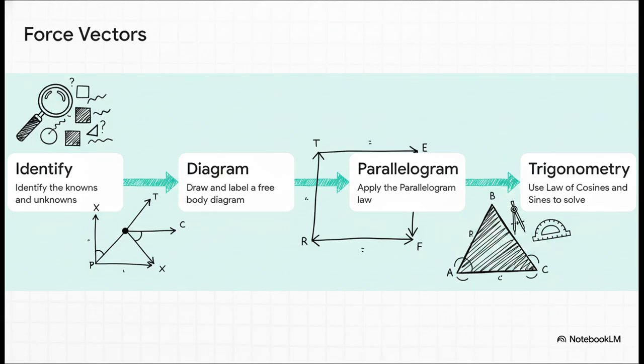Second, draw the free body diagram and label everything. Seriously, never skip this step. Third, sketch out that parallelogram law so you visually understand exactly how the forces are interacting. And finally, step 4, let trigonometry do the heavy lifting. You're going to use the law of sines and the law of cosines to calculate your exact final values.